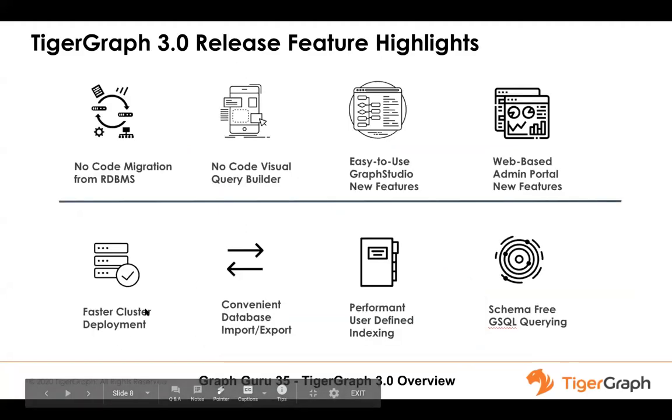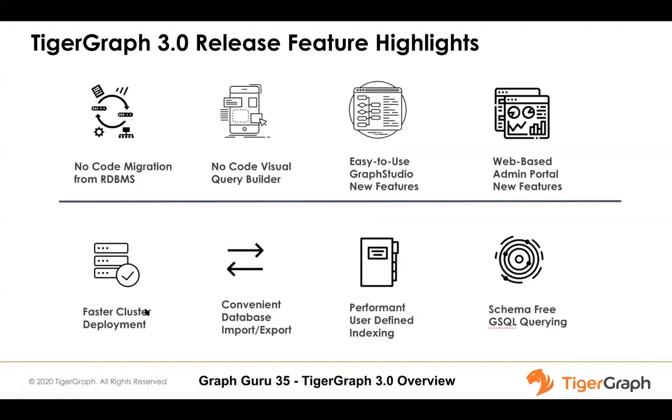So here are some of the features. The application features include the no-code migration from RDBMS, the no-code visual query builder, easy-to-use GraphStudio new features, and also the web-based Admin Portal new features. The bottom section is the TigerGraph engine and GSQL language improvements, including faster cluster deployment, convenient database import-export, performant user-defined indexing, as well as schema-free GSQL querying.